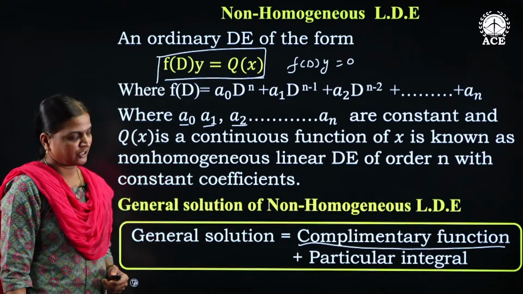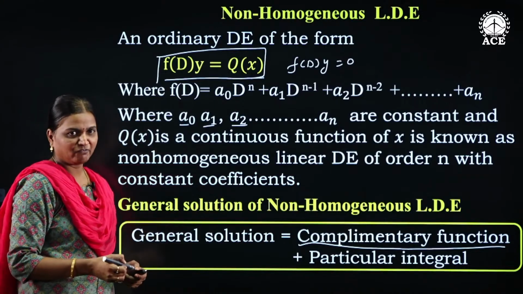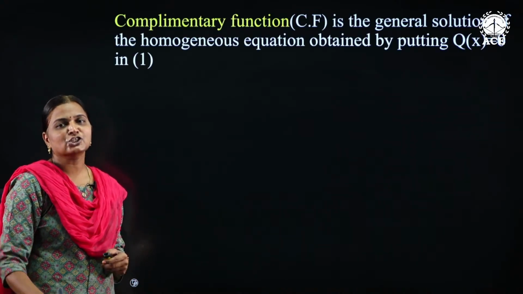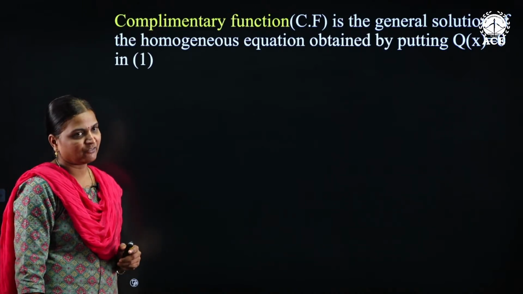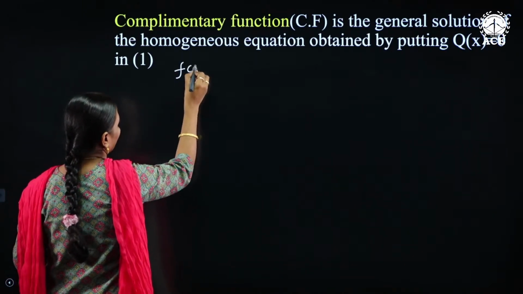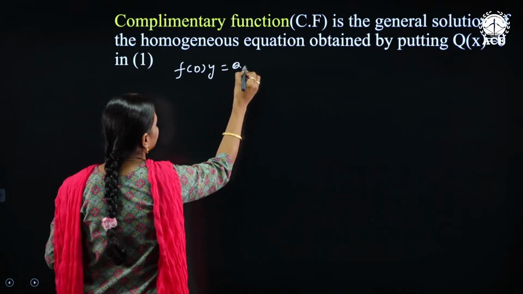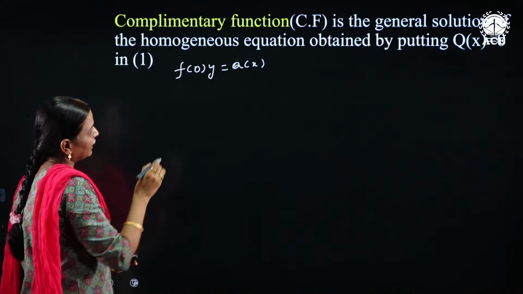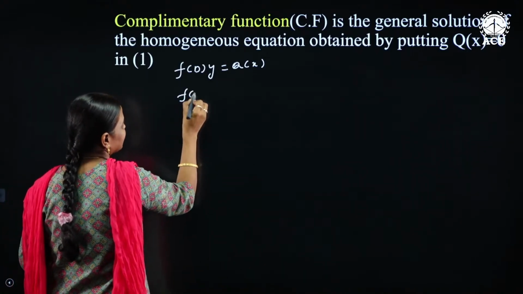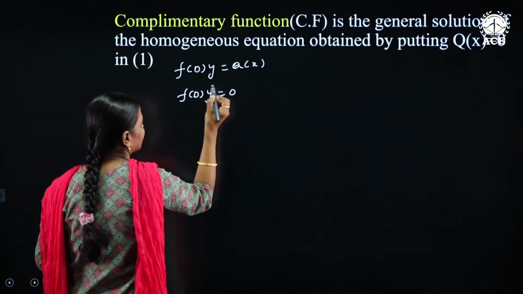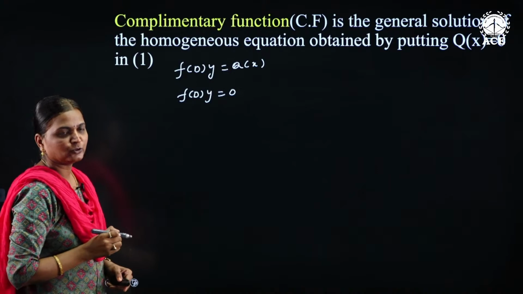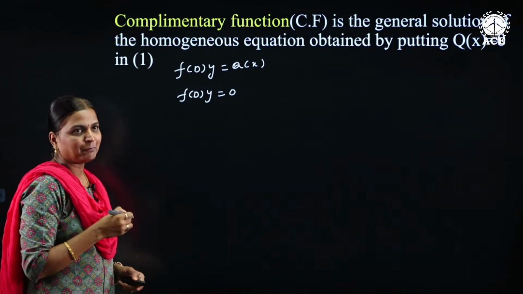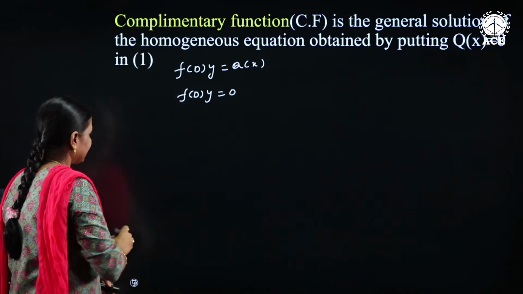What is a complementary function and how to find it? The complementary function is nothing but the general solution of the homogeneous linear differential equation. If f of D into y is equal to q of x is a non-homogeneous differential equation, the complementary function is obtained by putting q of x equal to 0. That is f of D into y equal to 0.